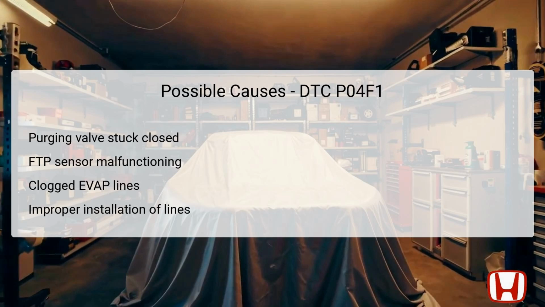One could be that the EVAP canister purge valve is stuck in the closed position, preventing any vapor from flowing to the engine. The fuel tank pressure (FTP) sensor may also be faulty, failing to provide accurate data to the PCM regarding vapor levels. Additionally, clogged lines within the EVAP system can restrict airflow, resulting in low purging capabilities. Lastly, misinstallation of the EVAP system lines could misdirect or hinder proper airflow, which could trigger this diagnostic code. It's crucial to examine these components closely to identify the root cause effectively.